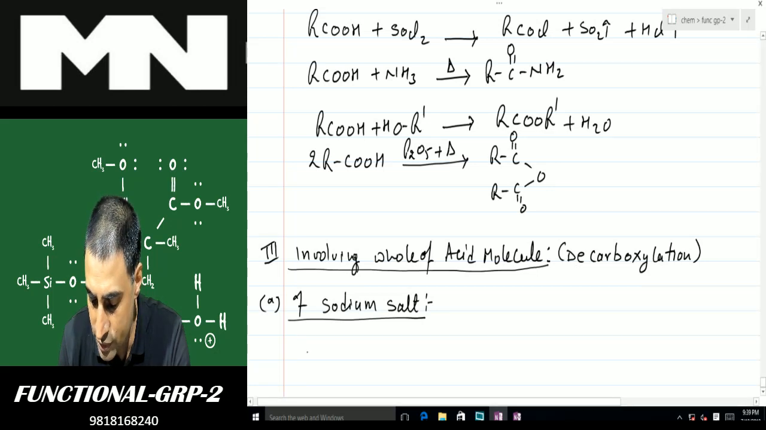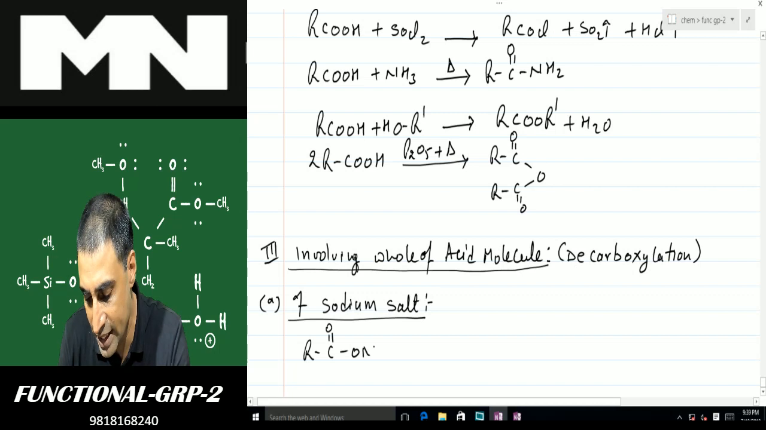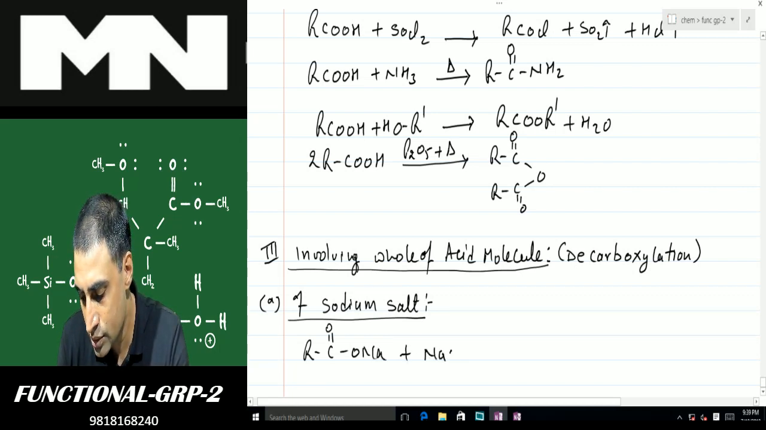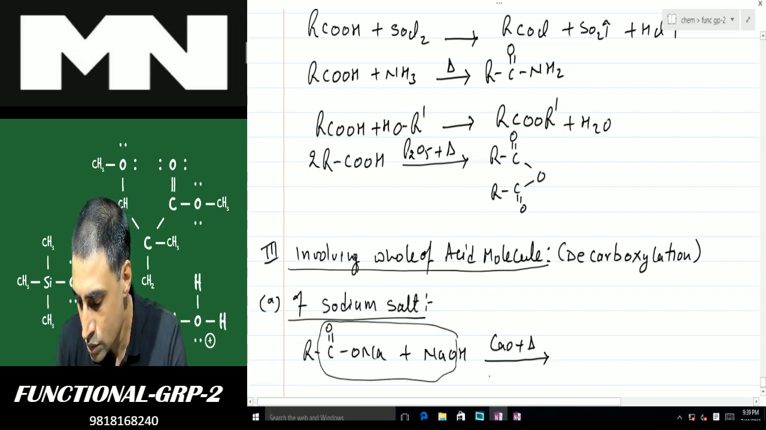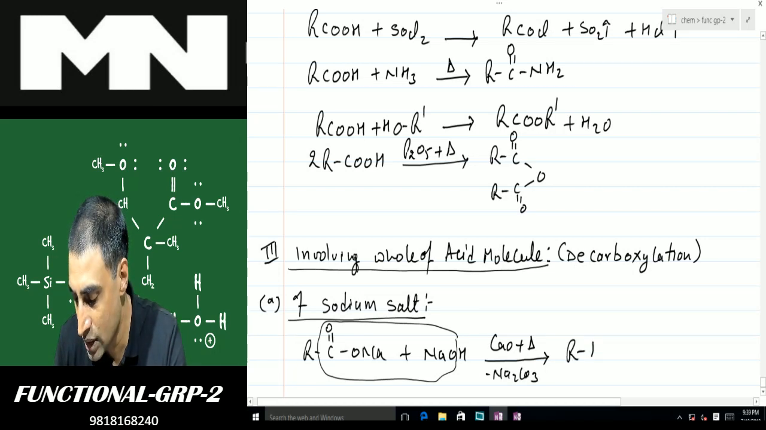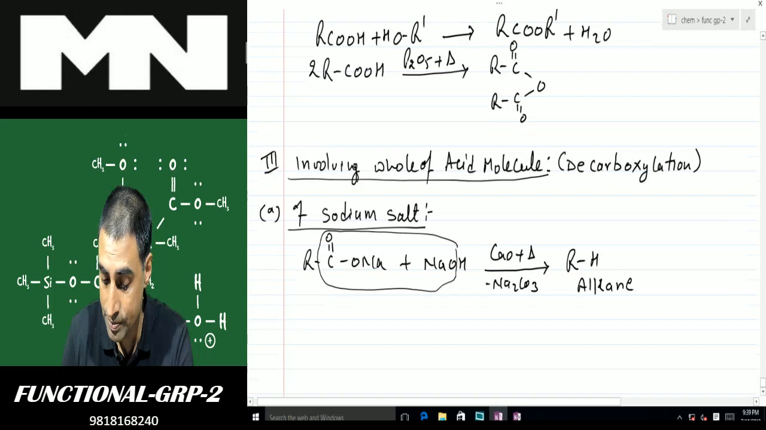Now suppose you have RCOONa and you heat it with NaOH in the presence of lime. What will happen? Na2CO3 will come out and you will end up with RH, that is an alkane. So alkane is what you will get.